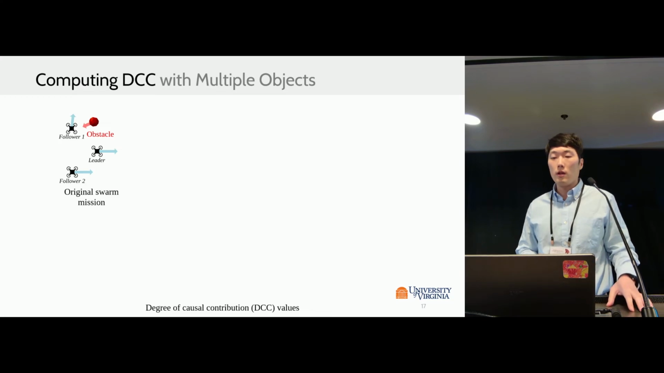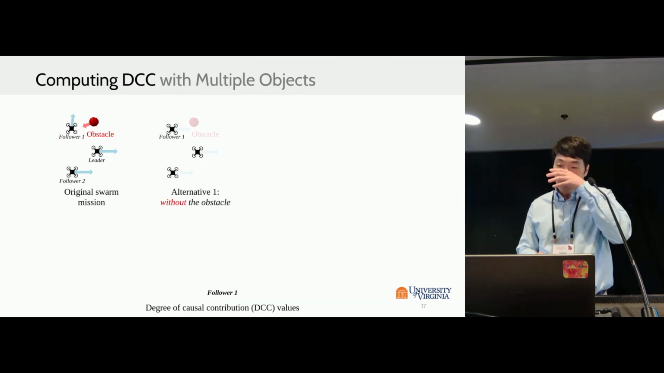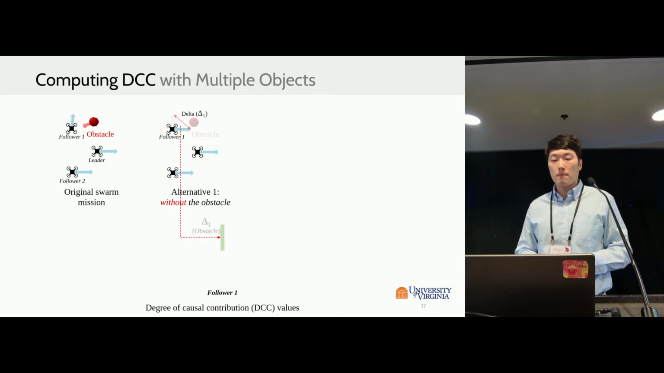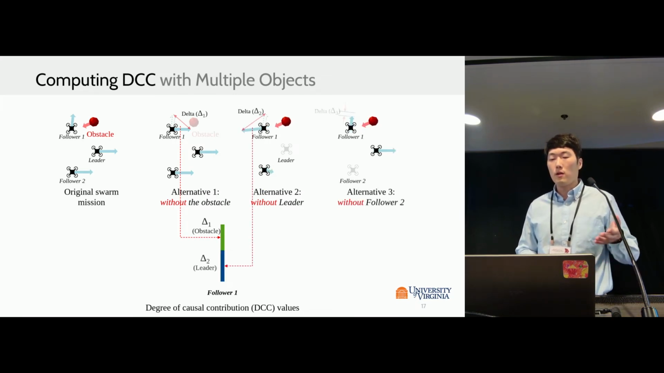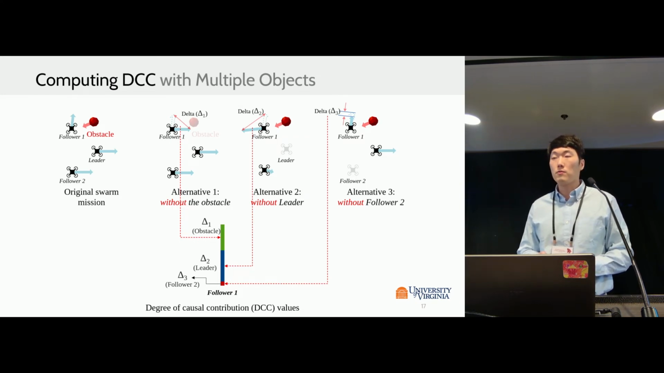Now to compute the DCC, we run the alternative executions for every external factor. In the case of follower 1, we first run the original execution, then we remove the obstacle and run the same execution. From here, we get the delta and store it. Then we do the same for the leader and the other follower too. As you can see here, we get different deltas in each of them. And by storing all of the deltas as aggregated percentages, we end up with the DCC values for follower 1.